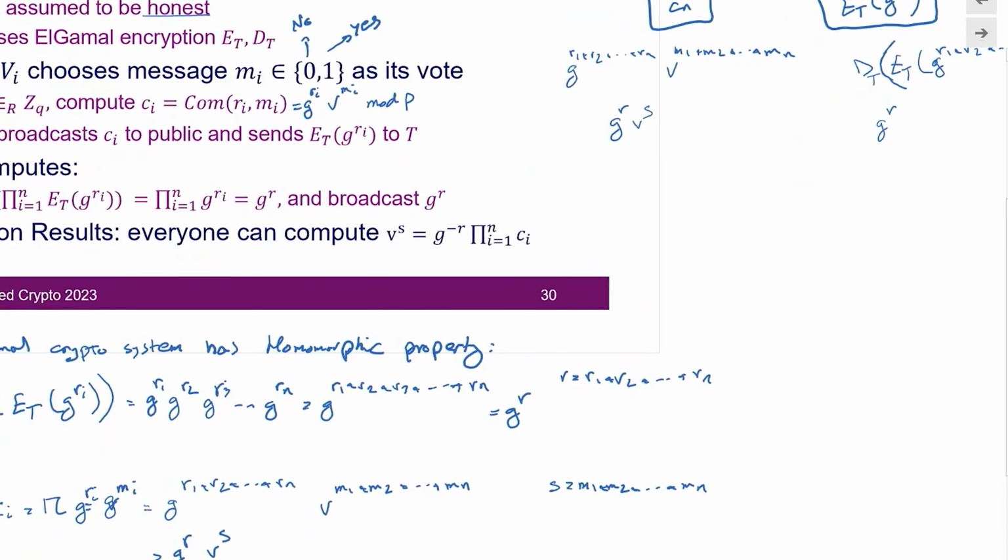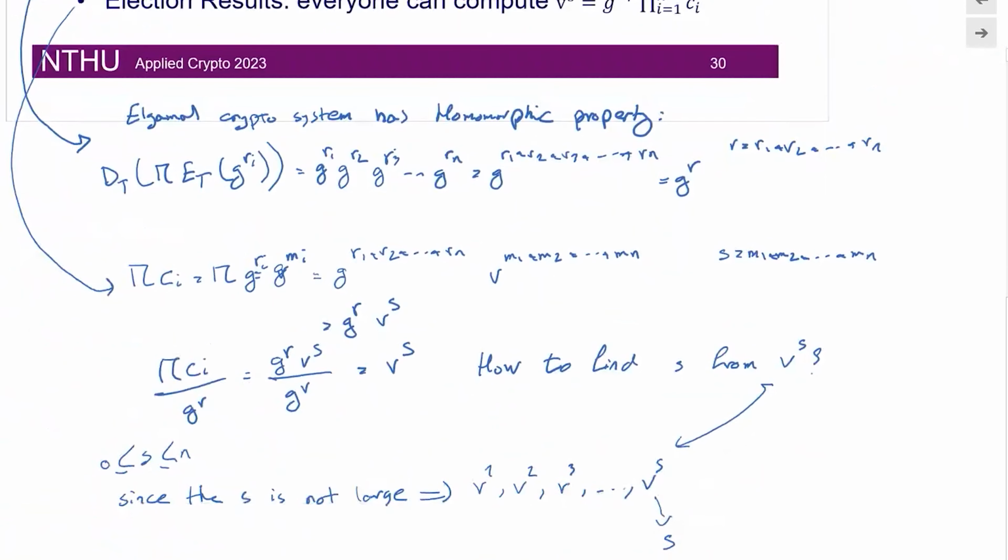So the final result would be dividing the multiplication of commitments by the decryption of this part, the part that the trust center would do for us, so that we divide them by G to the R, and then the result would be V to the S. However, as we discussed, we compute V to the S mod P.